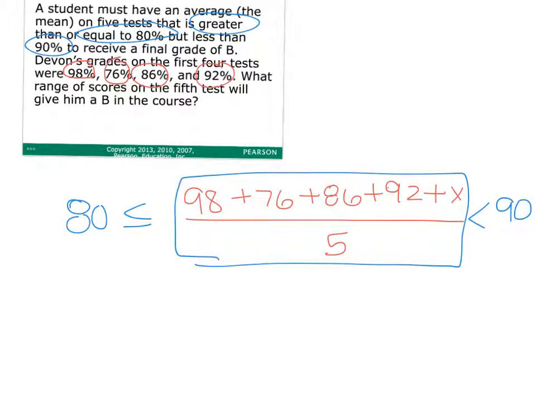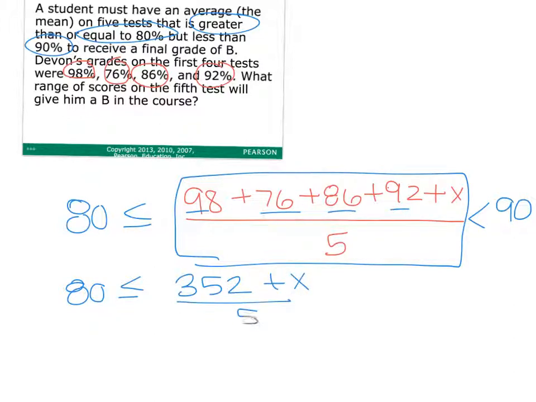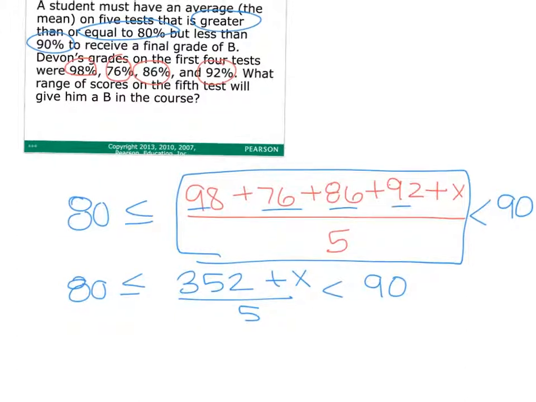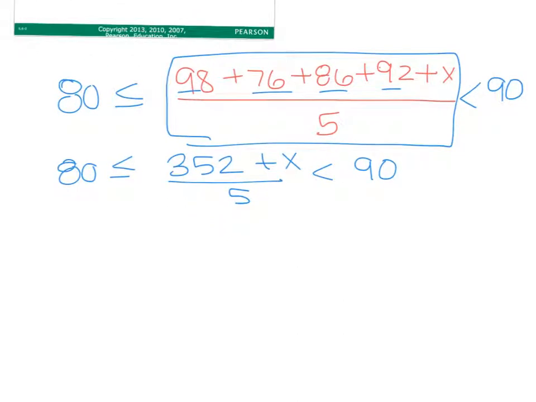Okay, so if we go to simplify this, the first thing I would recommend that you do is you add up all these test scores that he has so far in the class. If you add them all up, he so far has 352 points. Okay. Next, if you're like me, you probably don't like the fraction. So I would opt to get rid of the fraction. And the way I would do that is by multiplying everything by 5. And remember, when you multiply, you need to multiply all 3 sections. So I need to multiply the 80 by 5, the middle by 5, and the 90 by 5. And that'll cancel the fraction that's in the middle.